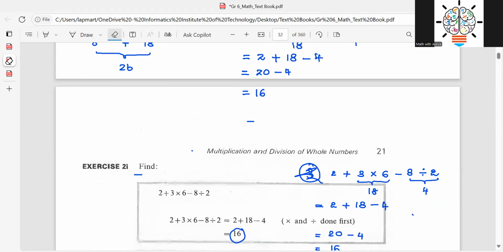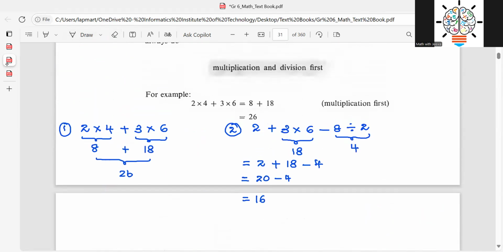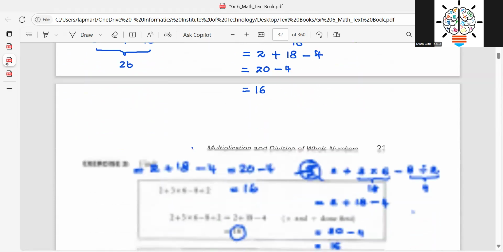So then you can copy down this. I will show you again. These are the two examples you want to understand. First you attend to the division, then you write the value, then you do the multiplication, you write the value, then you rewrite the whole thing: 2 plus 18 minus 4, like this. Okay, then I'll move to the third example.